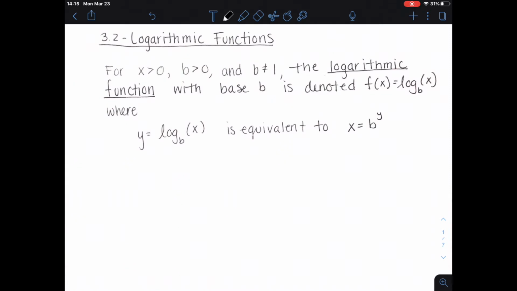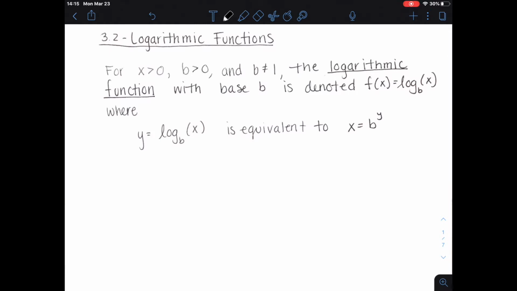So we've gone over the exponential function. Now we want to go over the logarithmic function. If you remember back from college algebra, you learned about inverses of each other. So the logarithmic function is just the inverse of the exponential function.